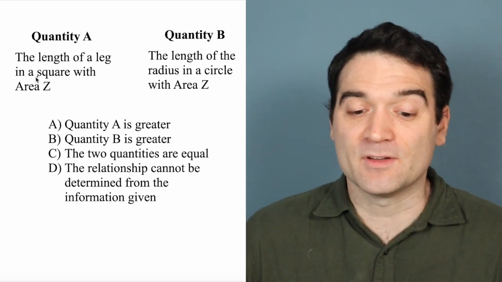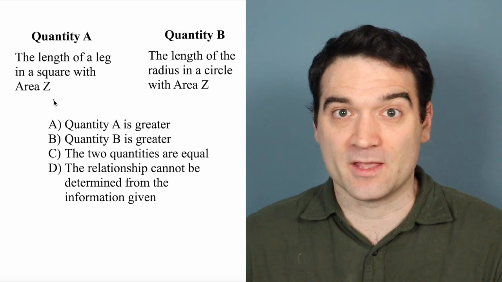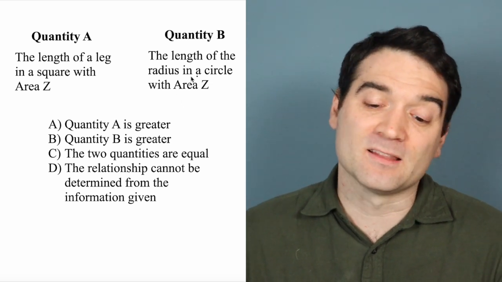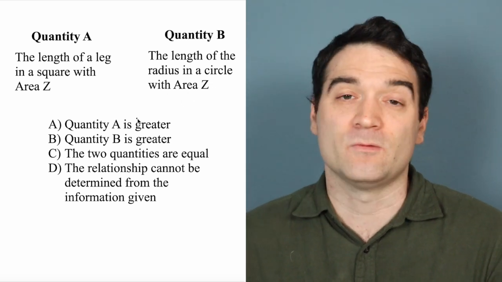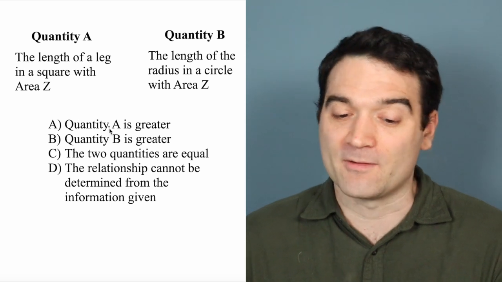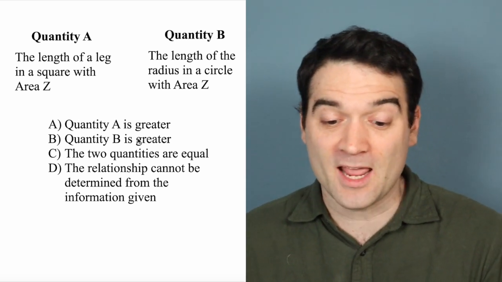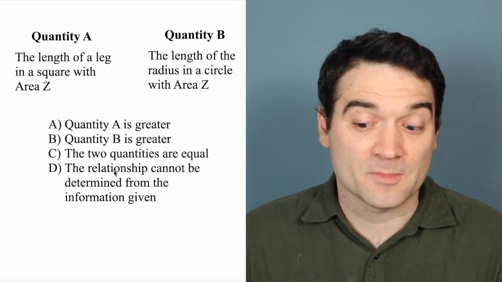Quantity A is the length of a leg in a square with an area of z, and quantity B is the length of the radius in a circle with an area of z. So we want to figure out, is quantity A bigger than B? Is B bigger than A? Are they equal, or can it not be determined?